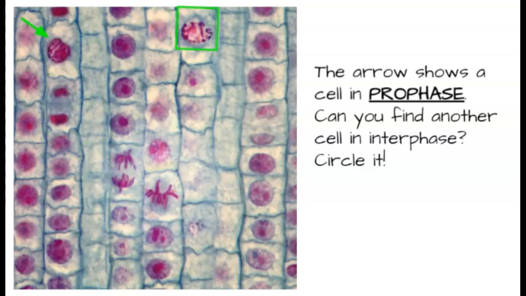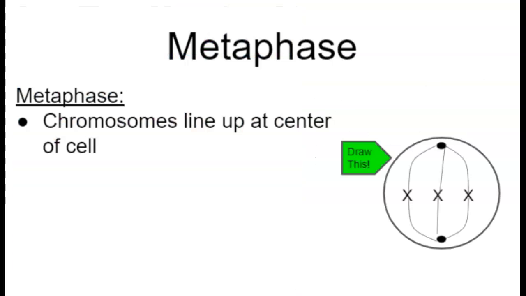All right, so P, prophase, that's the first phase. Remember we said P-MAT, so M is next. M stands for metaphase. This is when chromosomes line up at the center of the cell. Meta sounds like middle. Meta and middle both start with M. This is when the chromosomes line up in the middle of the cell.